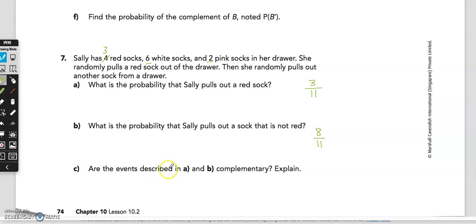So are the events described in A and B complementary? Well, the answer to that is yes. First of all, if I look at this 3/11 plus 8/11, that's going to equal 11/11, which equals 1. So that covers all the bases. So either she pulls out a red sock or she doesn't pull out a red sock. So those are opposites essentially, right? But the opposites together, they cover 100% of the outcomes.